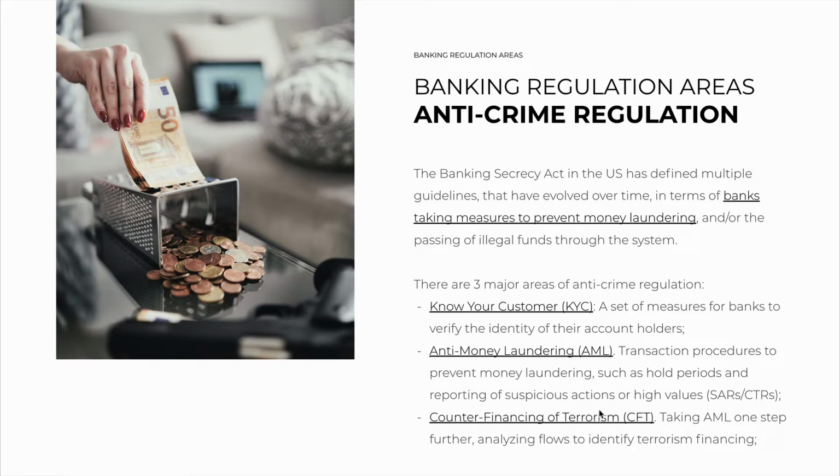And finally, we have CFT, or the counter-financing of terrorism. This takes anti-money laundering one step further, and it analyzes transaction flows to identify sources of terrorism financing. We'll take a look at the differences in the next slides, but AML cares about the source of funds, while the counter-financing of terrorism cares about the destination of them.